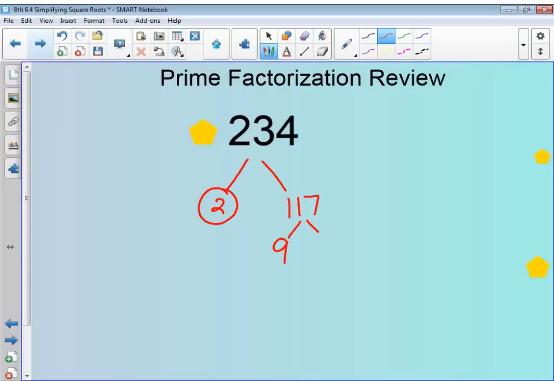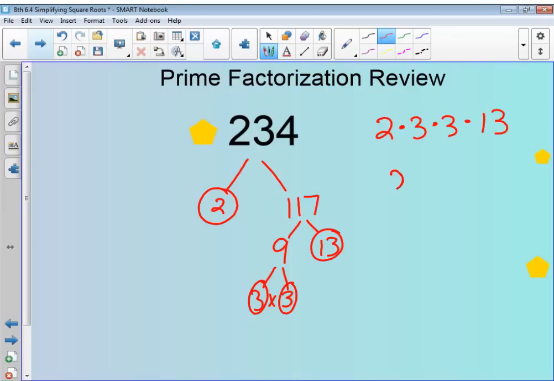Okay, so I'm going to hit 117 divided by 9, and that gives me 13. 9 can be broken down into 3 times 3. 13 can't be broken down, so we're done. Okay, so my prime factorization would be 2 times 3 times 3 times 13. Or another method would be to write it out as 2 times 3 squared times 13. But once again, for today's lesson, we're going to leave it in that top format. Okay, because we're going to be doing another step from that.